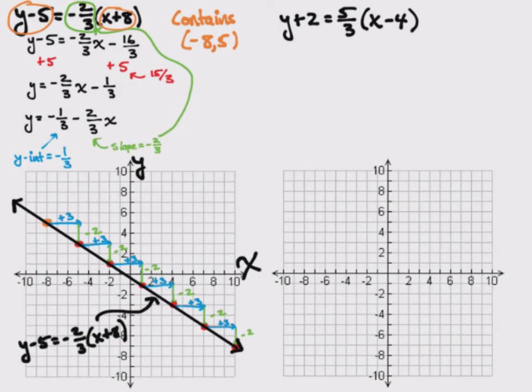Alright, time for you to try one. Why don't you try graphing y plus 2 equals 5/3 times the quantity of x minus 4. And I'll tell you now, if you try to put this in the slope-intercept form, the y-intercept is going to be a fraction and it's going to require you to eyeball. So why don't you try graphing this using the fact that this equation is already in point-slope form.